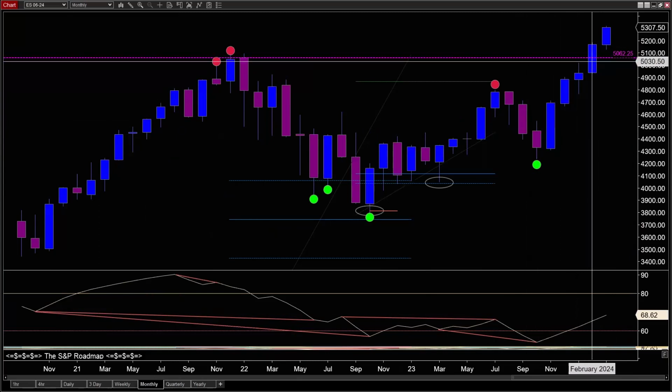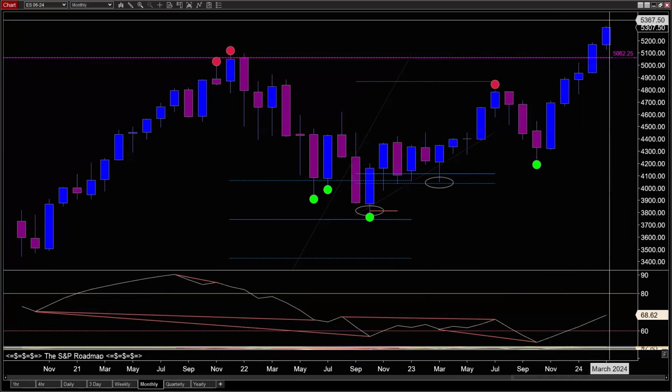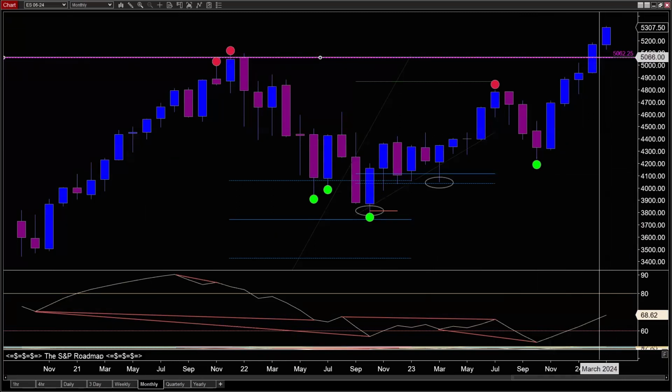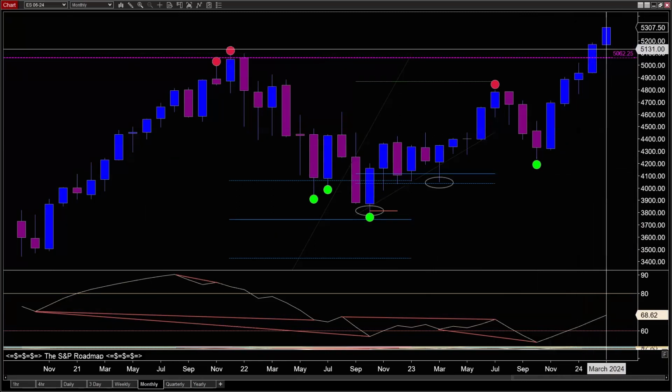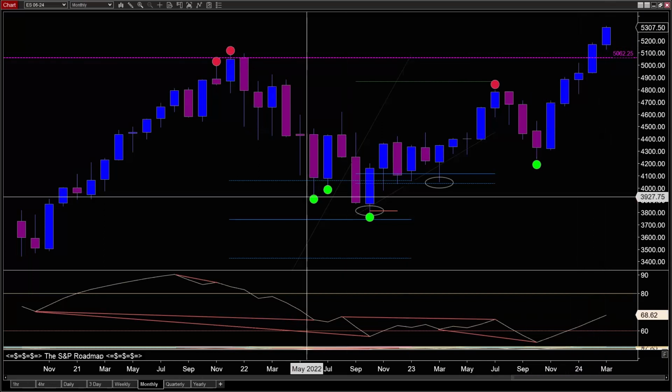So right now, as you can see on the monthly, no sign for the bears, very strong, and we are way above 50% of last month, right? We didn't even come back to test it when we came into the beginning of March here.